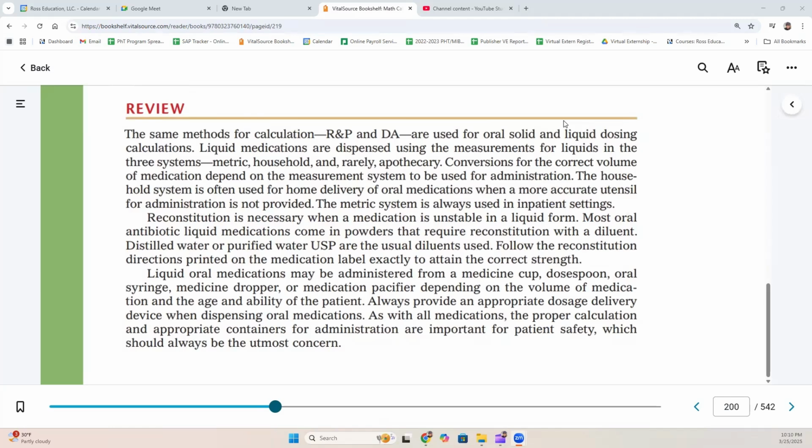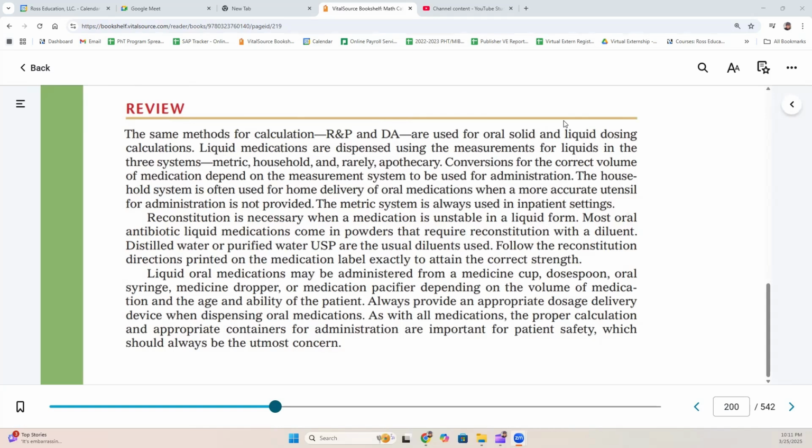The same methods for calculation, ratio and proportion, and DA are used for oral solid and liquid dosing calculations. Just a side note, you're going to notice that pretty much 90% of the math we do in the pharmacy is done this way. Liquid medications are dispensed using the measurements for liquids in the three systems: metric, household, and rarely apothecary. Conversions for the correct volume of medication depend on the measurement system to be used for administration. The household system is often used for home delivery of oral medications when a more accurate utensil for administration is not provided. The metric system is always used in inpatient settings.